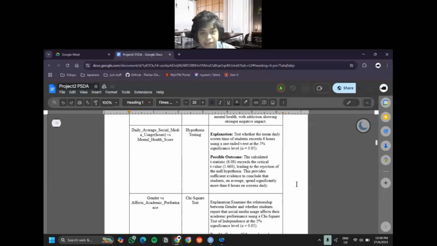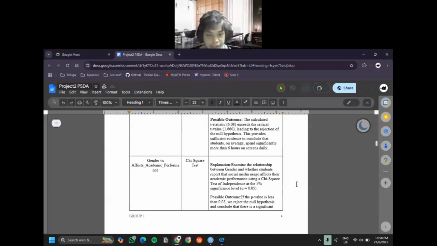This tests whether the mean daily screen time of students exceeds 6 hours using a one-tail t-test at the 5% significance level. The possible outcome is that the calculated statistic exceeds the critical t-value of 1.660, leading to the rejection of the null hypothesis. This provides sufficient evidence to conclude that students on average spend significantly more than 6 hours on screen daily.